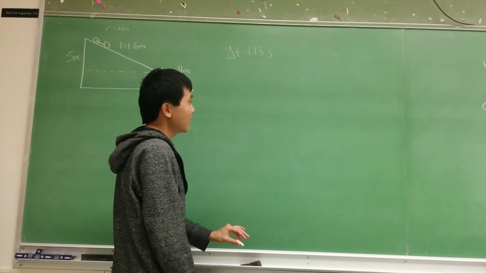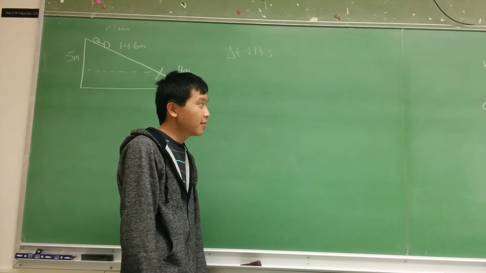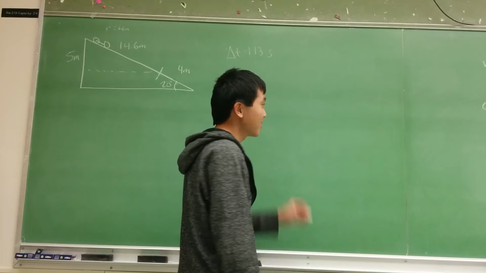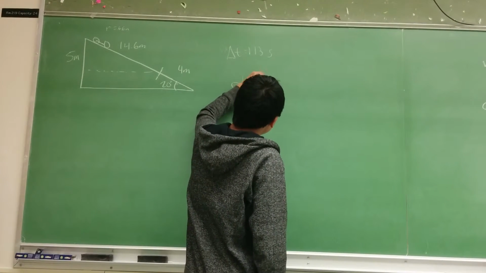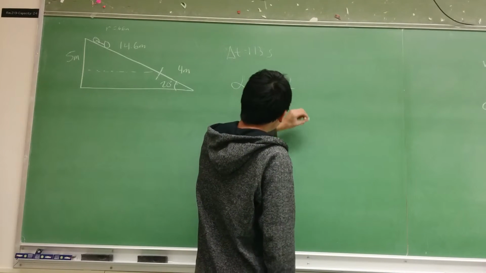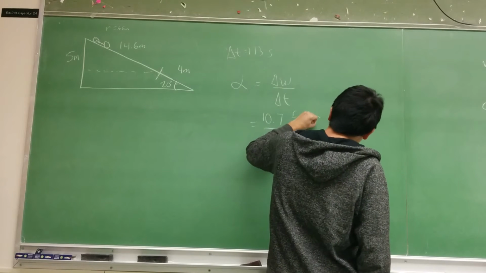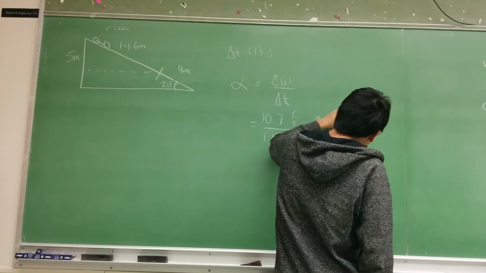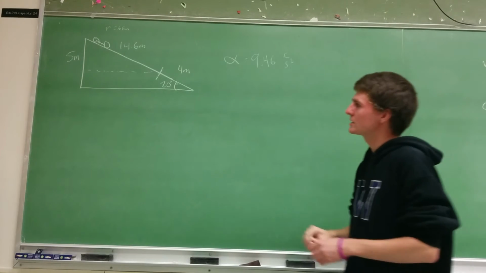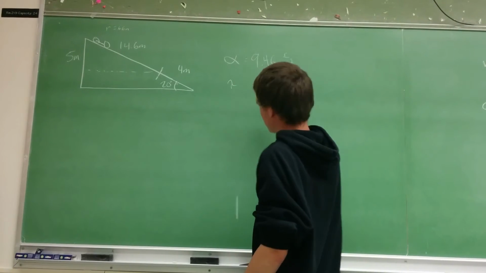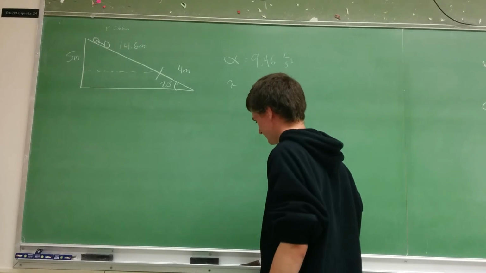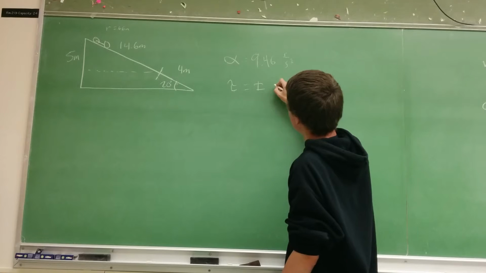So now that we know the time and we know the final, and we know the change in omega, we can find angular acceleration by setting that equal to the change in omega over change in time. I'll get 9.46 radians per second squared. So what we can say is that torque is equal to I times alpha.